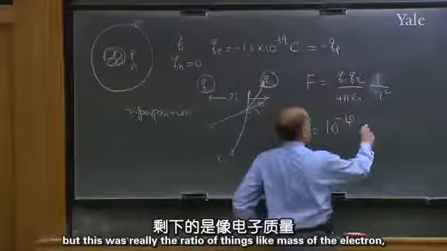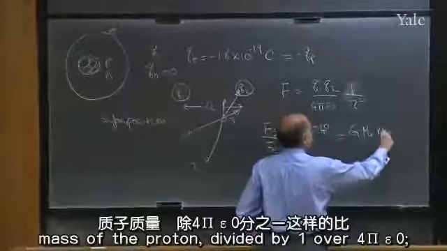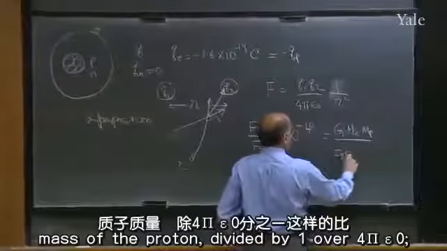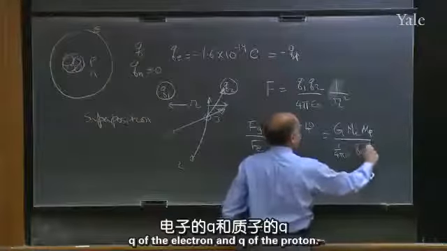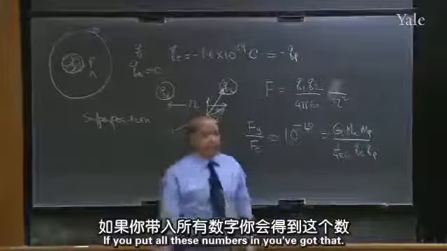But this was really the ratio of things like mass of the electron, mass of the proton, divided by 1 over 4 pi epsilon 0, q of the electron, and q of the proton. If you put all these numbers in, you got that.